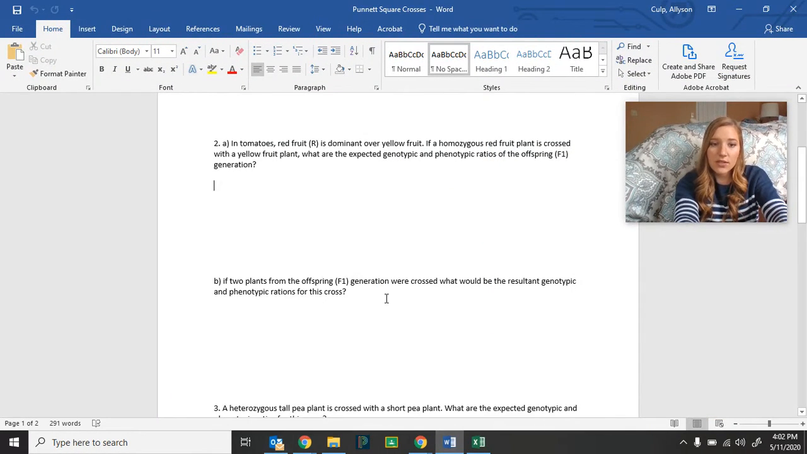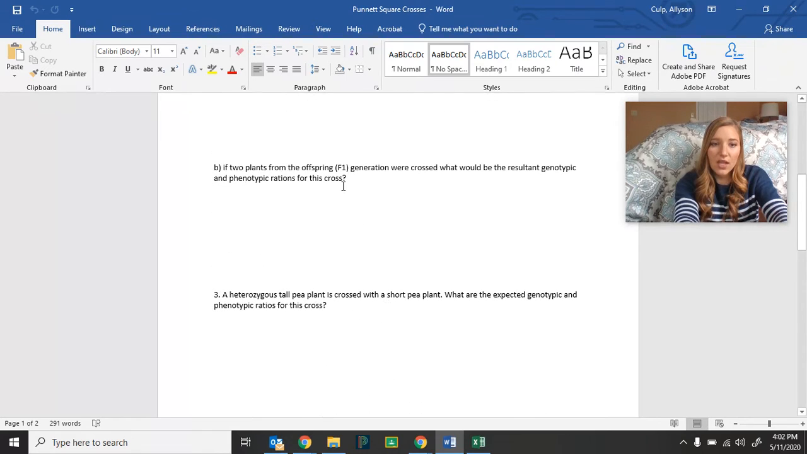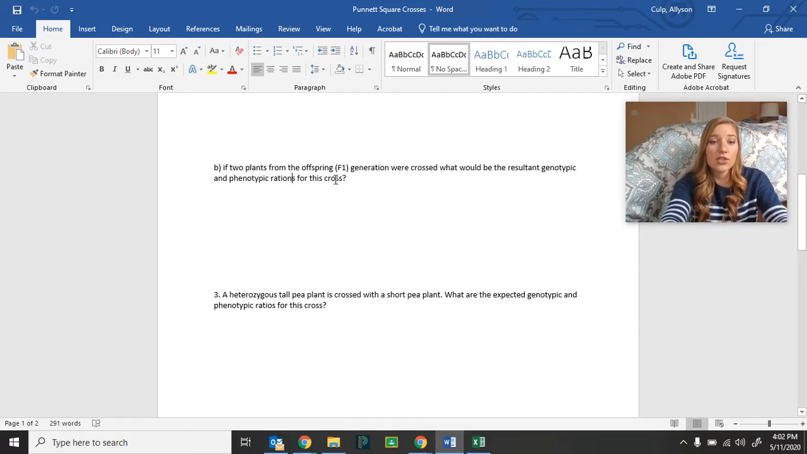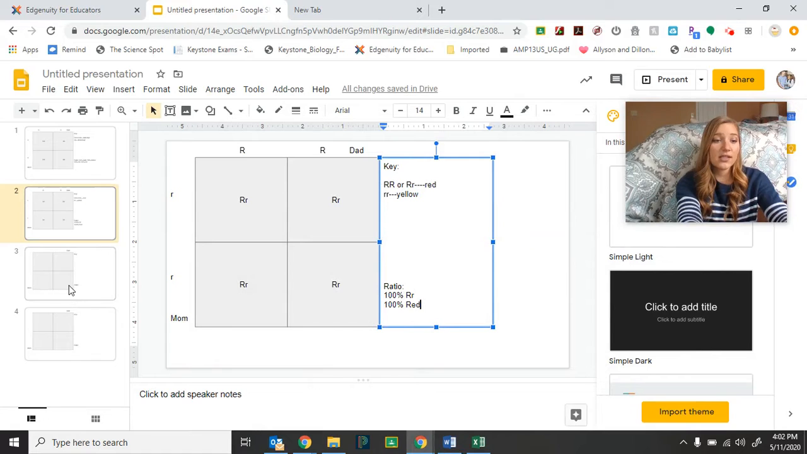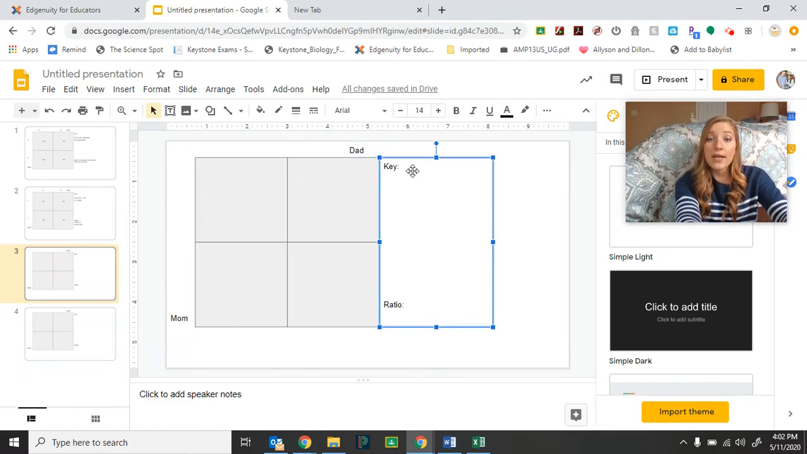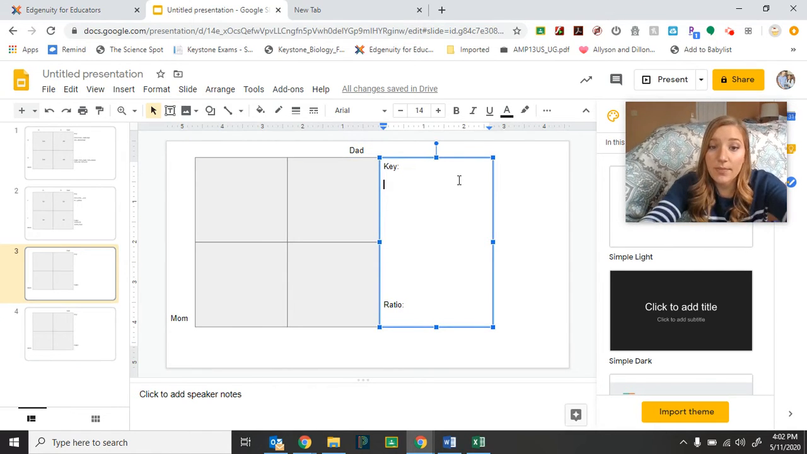Okay, let's look at the next one. If two plants from this first generation were crossed, what would be the resulting genotypes and phenotype ratios? I meant ratios, not rations. For this cross, basically if you cross a brother and sister fruit, what are their babies going to look like? Keep in mind, that's fine. If fruit are incestual, it doesn't matter. In fact, they can have babies with themselves. Remember, flowers can self-fertilize, but not so good for people.